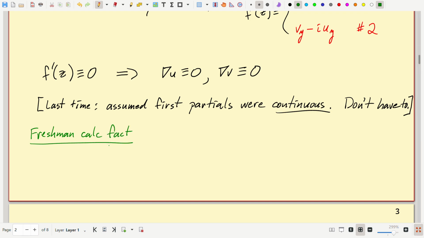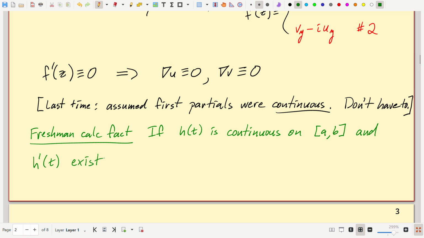It's about real functions. If h of t is continuous on a closed interval AB, and h prime of t exists on AB, on the inside at least, and is equal to 0, then h is constant.